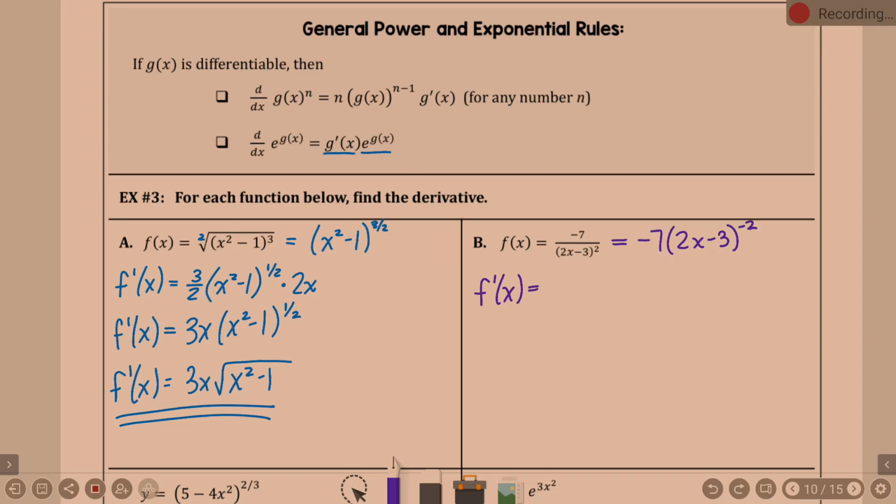So what are we doing? 14 times 2x minus 3 quantity in the negative third times 2. Uh-huh. Derivative of the outside times derivative of the inside. Cleanup options. Yeah, I would put it over 20 over 2x minus 3 quantity of 3.